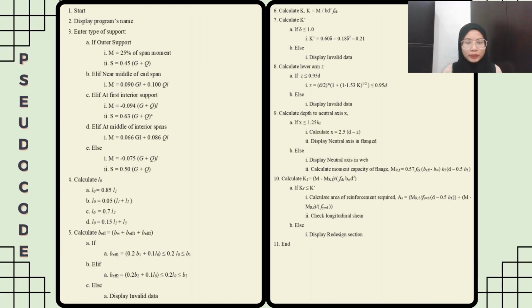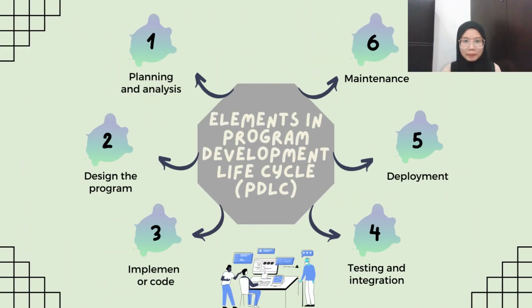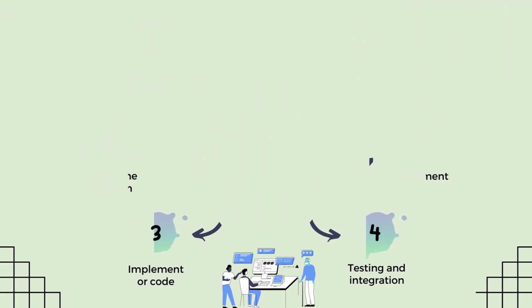Then this is the pseudocode based on the previous flowchart. It is also an understandable description of what an algorithm or computer program must perform. Next, we continue with the third element in PDLC, which is implement or code. This is the element when the design program stage is complete. Then the coding process will proceed. In this project, Python is the medium to run the program. That's all from my part.